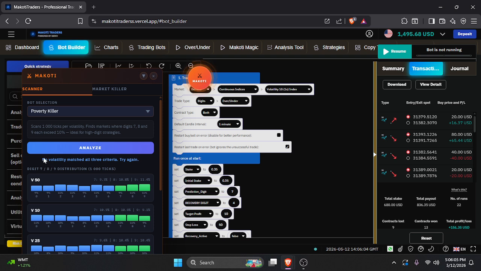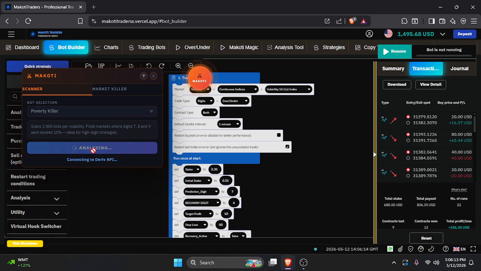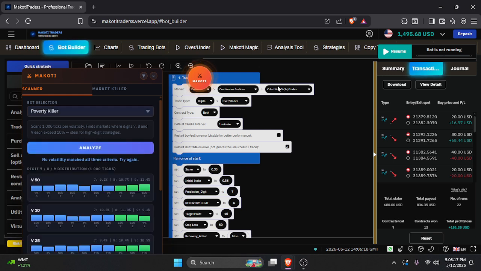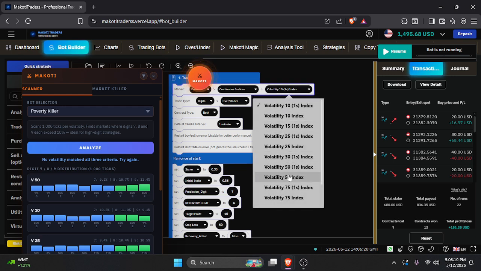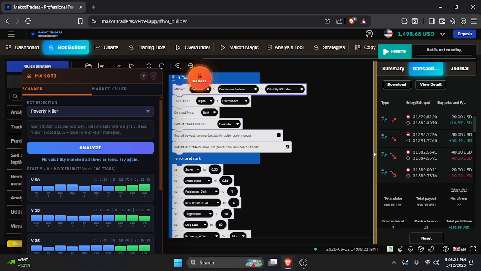Okay, so no volatility matched. I can use this, but no volatility found. So let me analyze. If no volatility is found again, I will use the 50 index. So 50 index. Okay, let me go with the 10 USD. When things go bad, I'll just go back to the other.